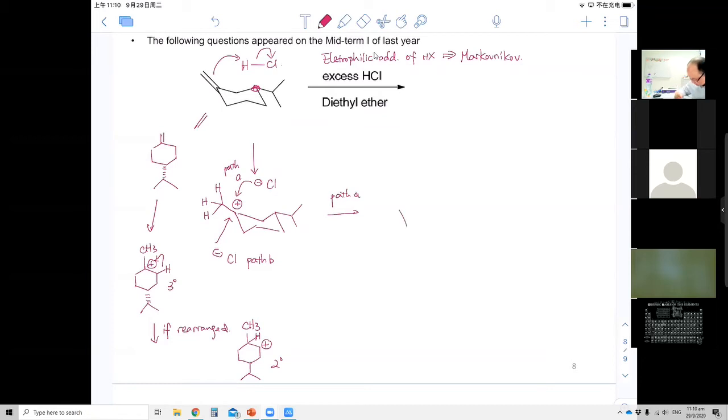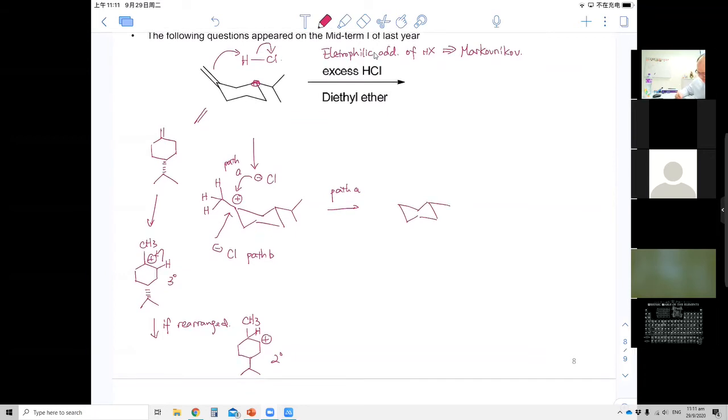So you have a 6-member ring again. Are you good at drawing the chair? If you are not so far, remember there is a practicing sheet of the chair drawing on the Moodle. Okay, so pathway A.